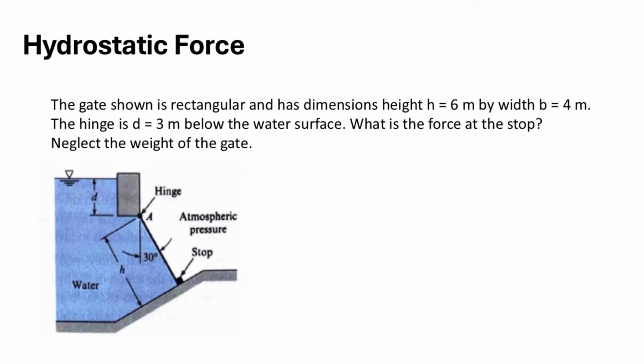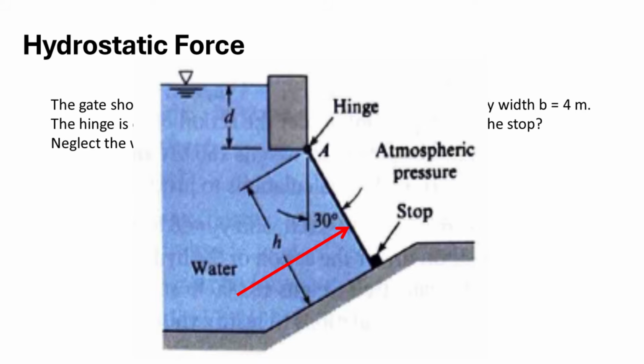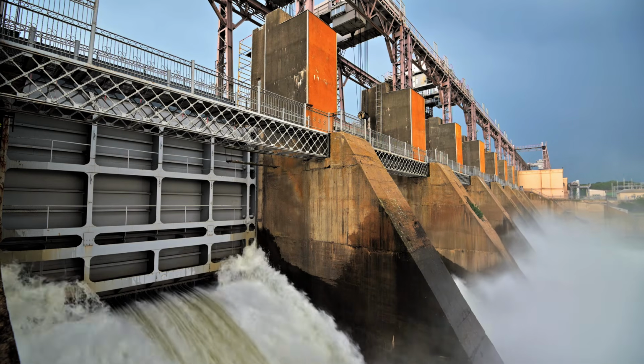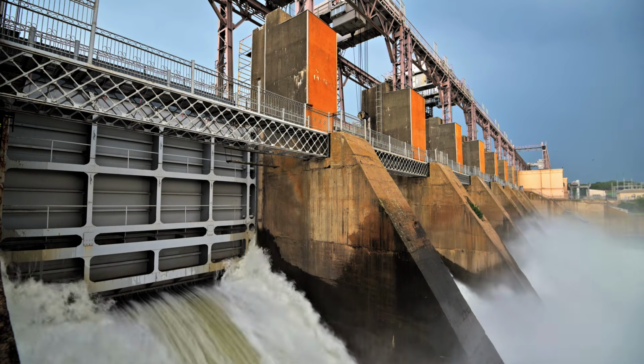From the figure provided here, it is very clear that hydrostatic pressures are applied to the left side of the gate, creating a counterclockwise moment. If we don't have a clockwise moment to balance it, the gate will be pushed open by the water. It is a typical situation when water dams release water downstream.